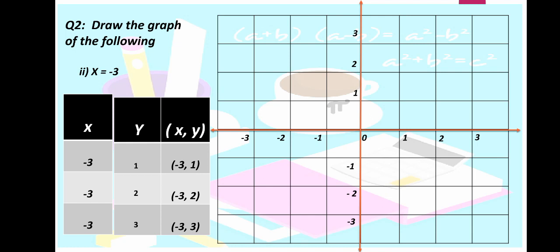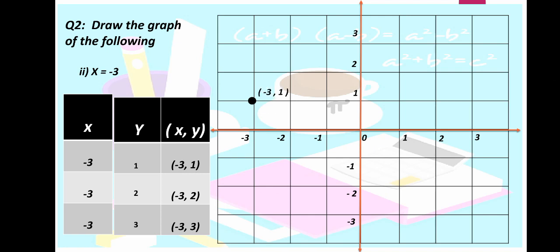So the first row is -3 and 1. So -3 is the value on the negative x-axis and 1 is on the positive y-axis. So -3 and 1 are intersecting on this point. Mention the ordered pair -3 and 1.